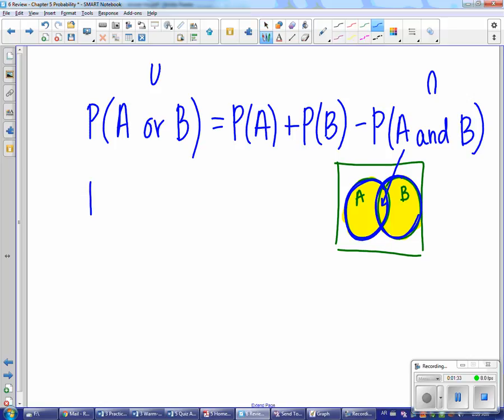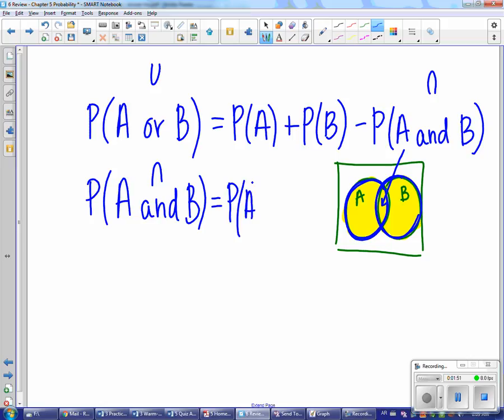We also have the general multiplication rule, A and B. So OR means add, and AND means multiply. This is an intersection, so sometimes you'll see that symbol. The probability of A and B is the same thing as the probability of both events occurring. So that would be the probability that A occurs times the probability that B occurs given that A occurred. So that's the general rule. If the two events are independent, then it becomes the probability of A times the probability of B, because the probability of B wouldn't change given the value of A, or given the probability of A.